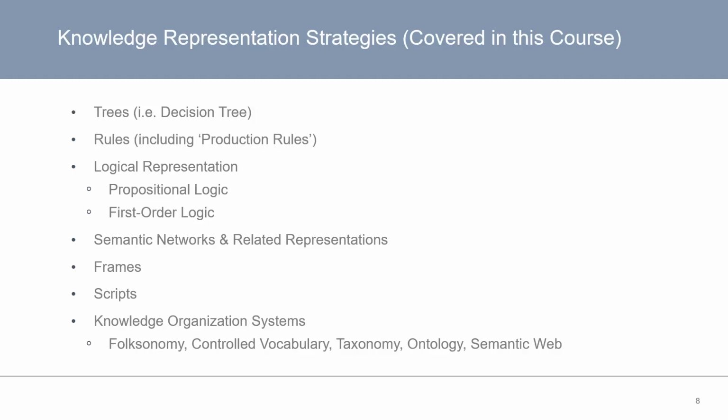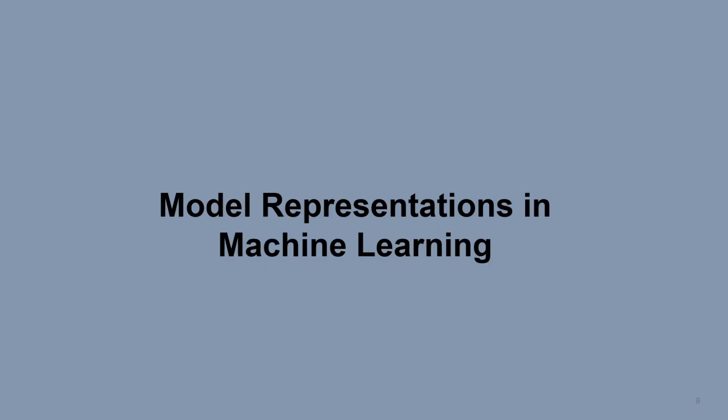This slide briefly reviews the knowledge representation strategies that will be covered in this course. We start off here covering trees and rules, and in other lectures we'll cover logical representations, including propositional logic and first-order logic, semantic networks and other related representations, frames, scripts, and knowledge organization systems, including folksonomies, controlled vocabularies, taxonomies, ontologies, and semantic webs. Now we'll briefly discuss model representations in the context of machine learning in particular.